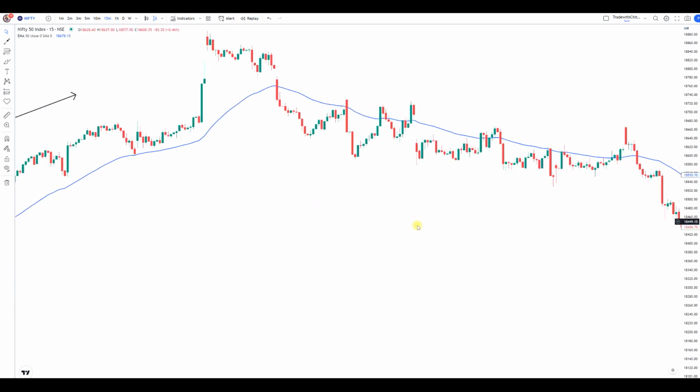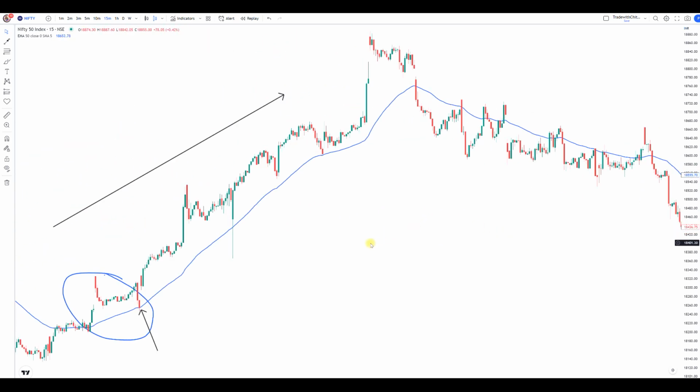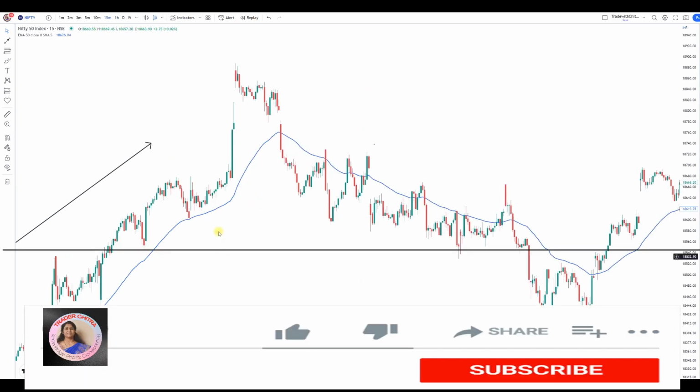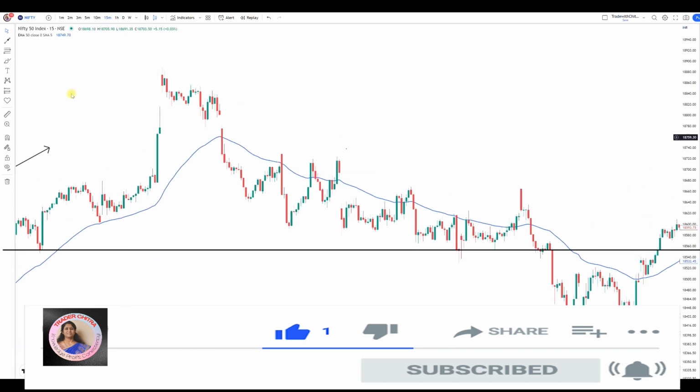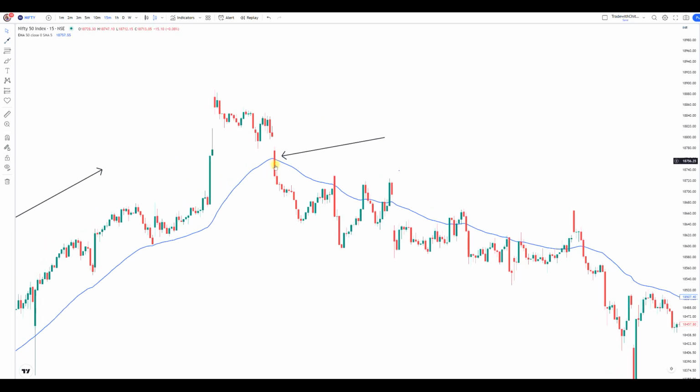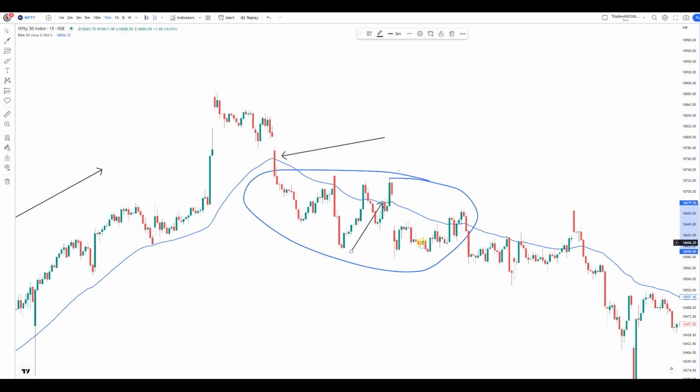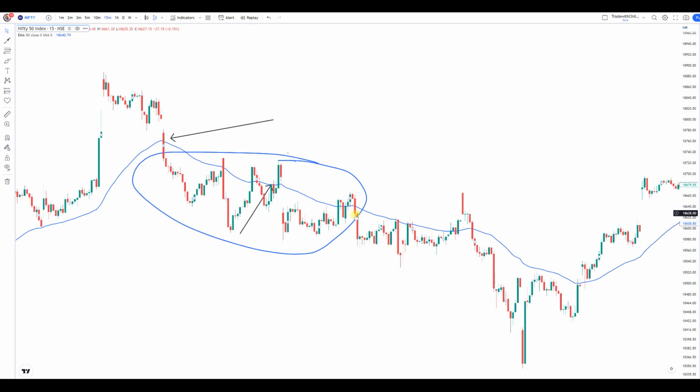So this is how you have to use the EMA in your chart, in your trading. After the price touched 18,800 plus, price came down and this red candle broke the 50 EMA. After the price broke the 50 EMA, it was in a consolidation zone up to this point. This red candle again broke the 50 EMA and the price moved a little bit down. After that we can again see a pullback to the EMA. Again this red candle broke the EMA, and again price pulled back to the 50 EMA.